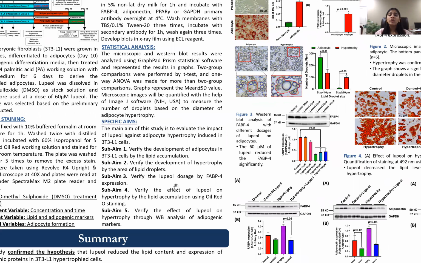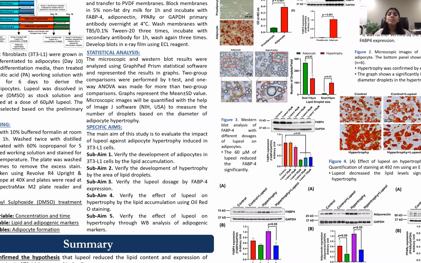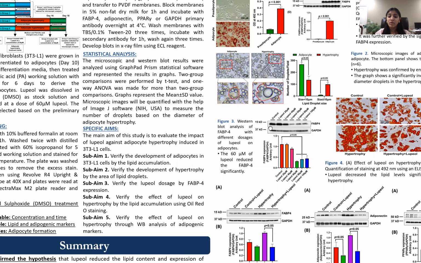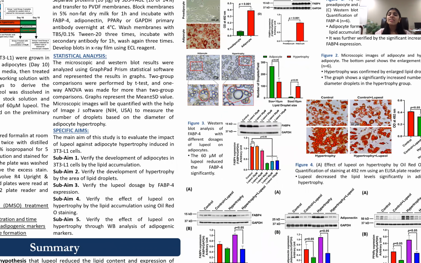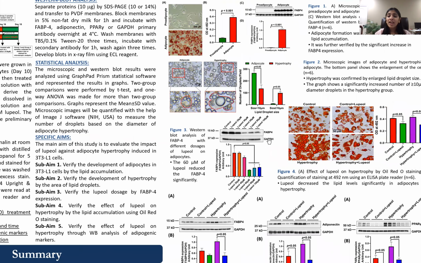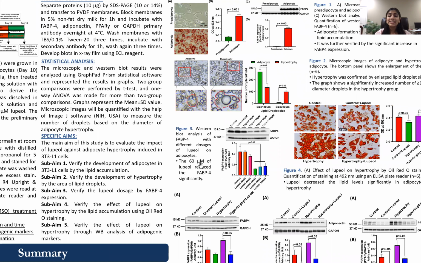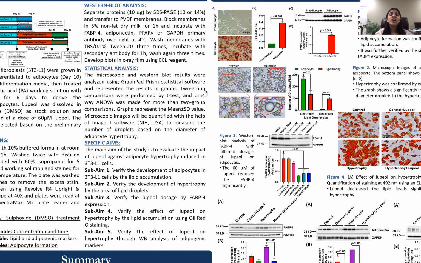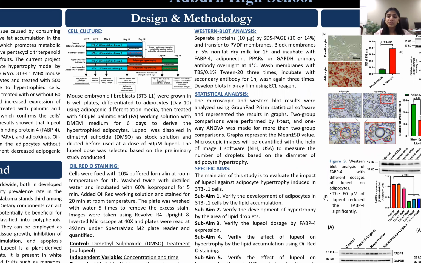The third sub-aim was to verify the best Lupeol dosage that would have the highest impact on fatty acid binding protein 4 expression. Like I mentioned earlier, if there's less expression, that means that the lipid content is decreased. And as shown in my Western blot analysis, the best amount was 60 micromolars, which was the dosage that was used here in the cell culture after determining that it was the best dosage.